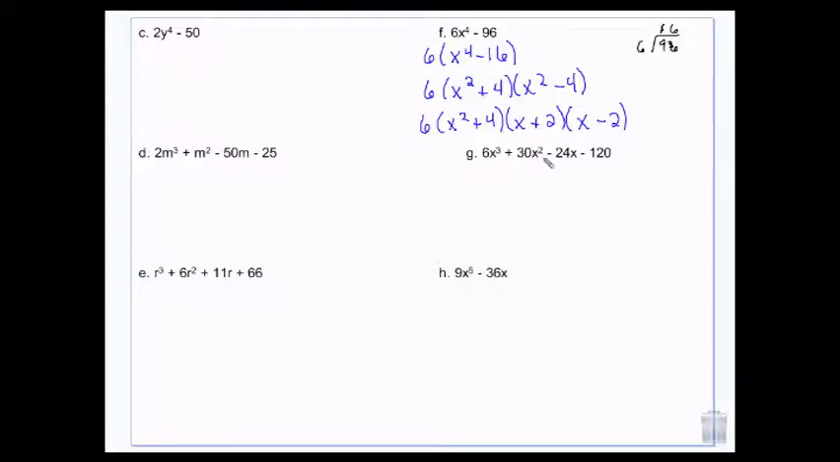For G, 6, 30, 24, and 120 will all divide by 6. Do we agree? So I'm going to take that 6 out.